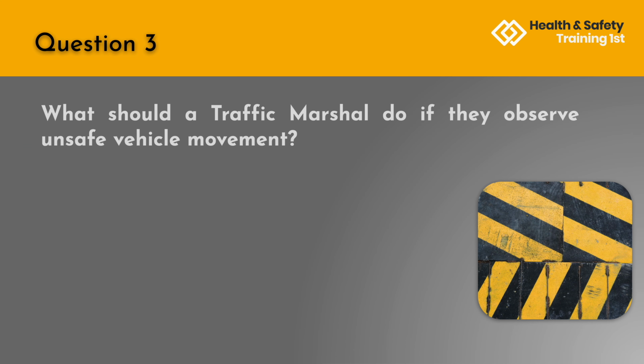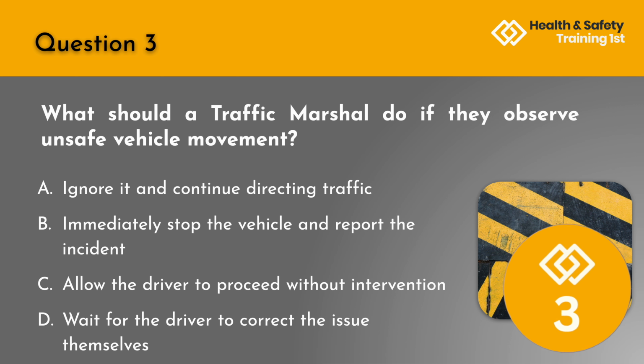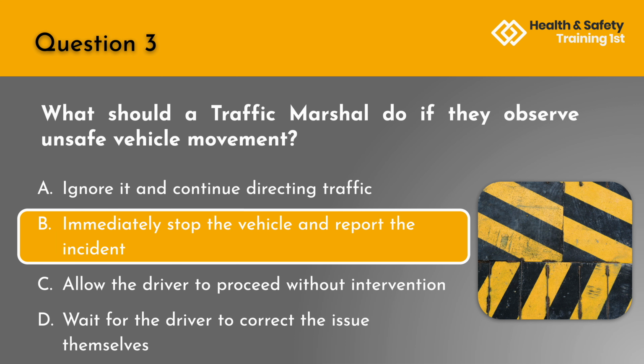Question 3. What should a traffic marshal do if they observe unsafe vehicle movement? A. Ignore it and continue directing traffic. B. Immediately stop the vehicle and report the incident. C. Allow the driver to proceed without intervention. Or D. Wait for the driver to correct the issue themselves. The correct answer is B. Immediately stop the vehicle and report the incident.